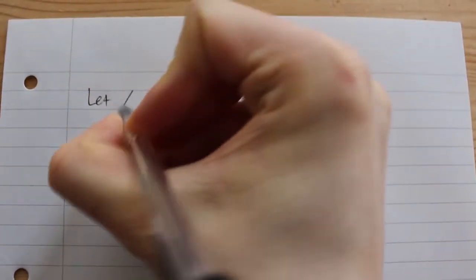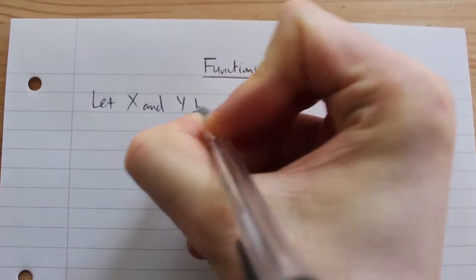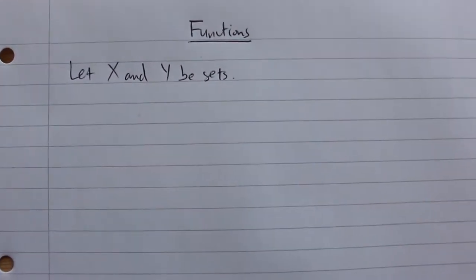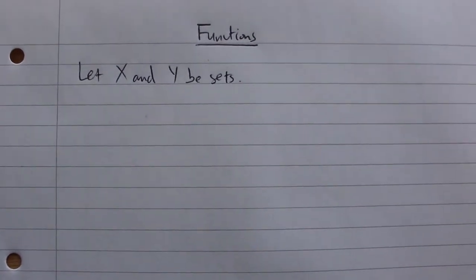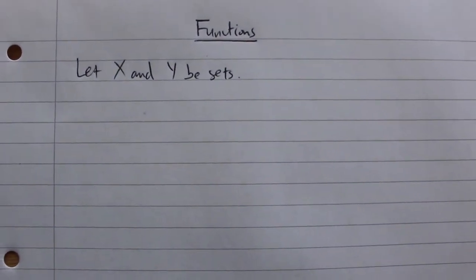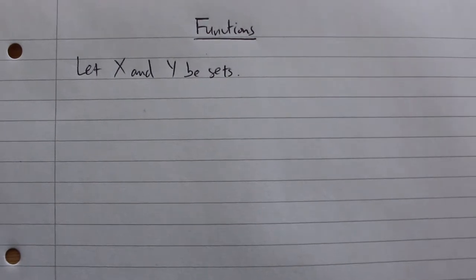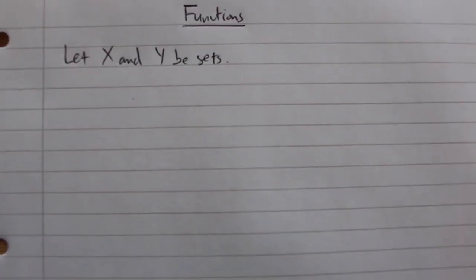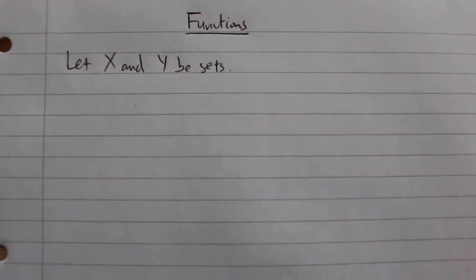So let's let x and y be sets. They could be sets of numbers, something like the real numbers, or they could be sets that are not numbers at all, something else entirely. For example, x could be the set of cities around the world, and y could be the set of countries.